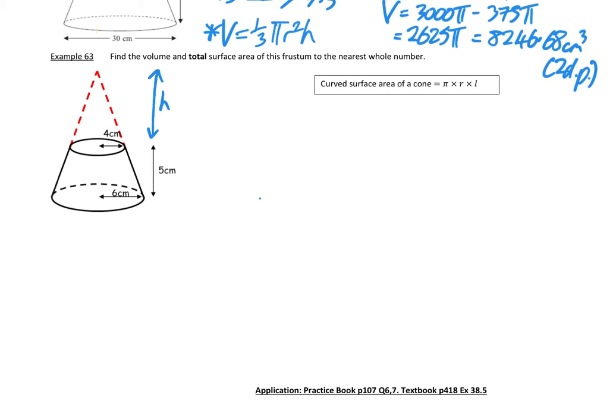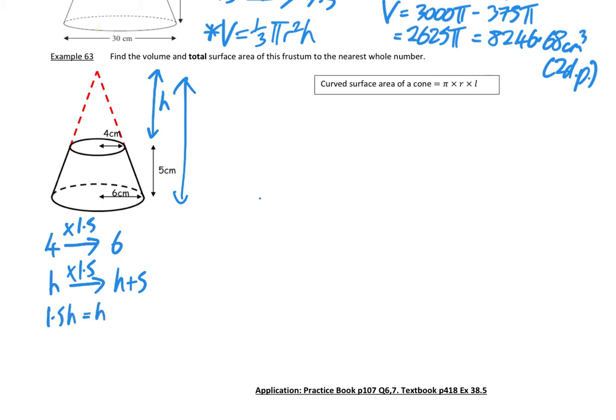So to get from, I'm going to go from small to big. So 4 goes to 6 by multiplying by 1.5. So that means my height of H goes to my total height, which is all of this, so H plus 5, again by multiplying by 1.5. So let's just work that out. It's going to be 1.5 times H is equal to H plus 5. Bring H across to the other side, 1.5H minus H is equal to 5, or 0.5H is equal to 5. So our missing dimension is 5 divided by 0.5, which is 10 centimetres.